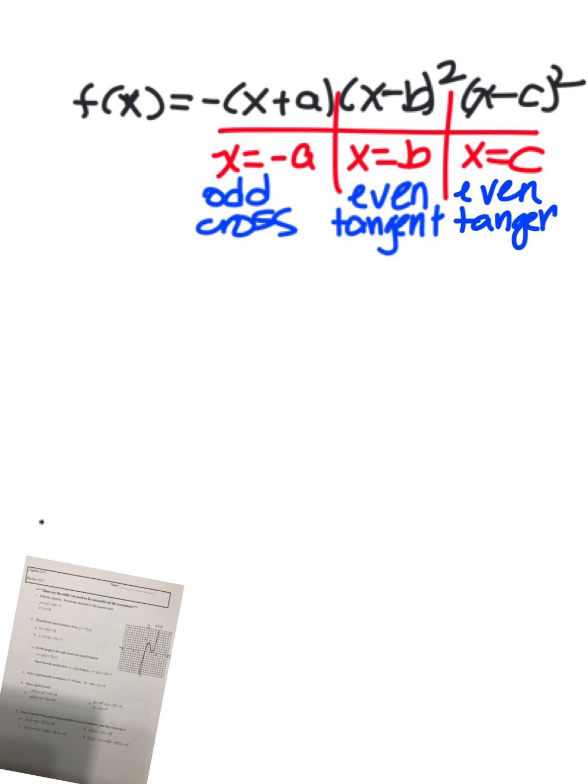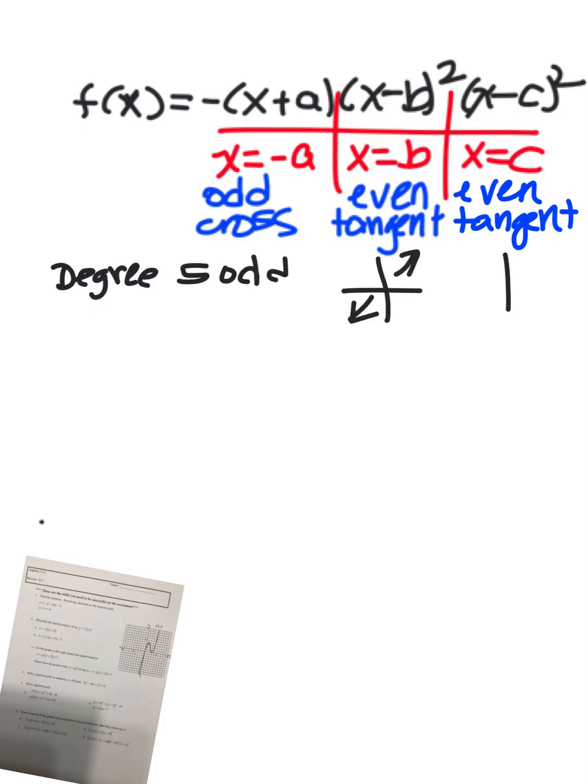Okay, get the degree of the equation. So the degree is, add the exponents, it's a degree 5. So it's odd. So that means it goes in different directions. Okay, the leading coefficient, I see a negative there, is -1. So that means it's going to be down.